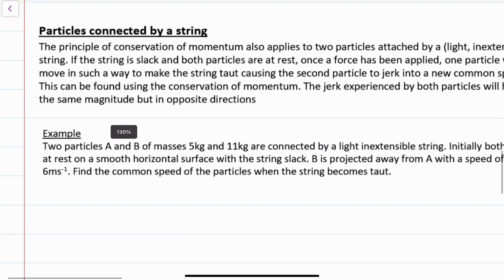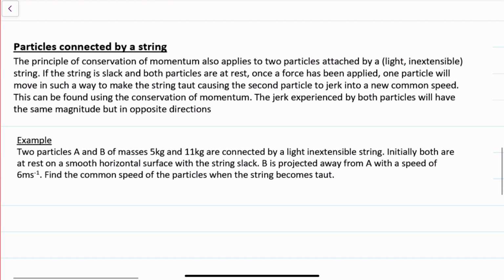Okay, next example, we're going to look at particles connected by a string. The principle of conservation of momentum also applies to two particles attached by a light inextensible string. If the string is slack and both particles are at rest, once a force has been applied, one particle will move in such a way to make the string taut. That means pull tight, causing the second particle to jerk into a new common speed.